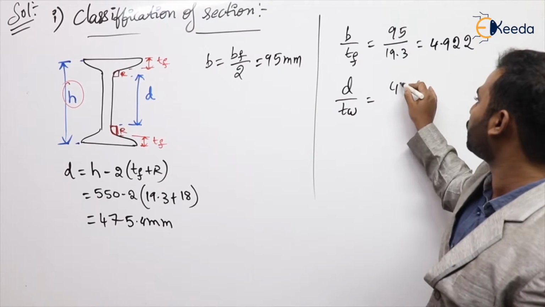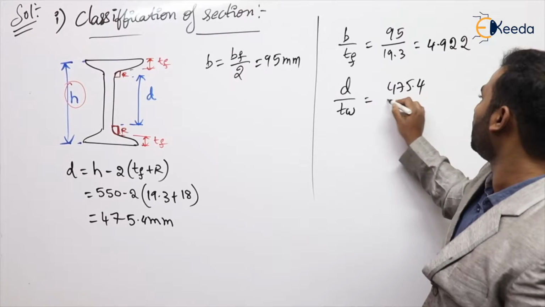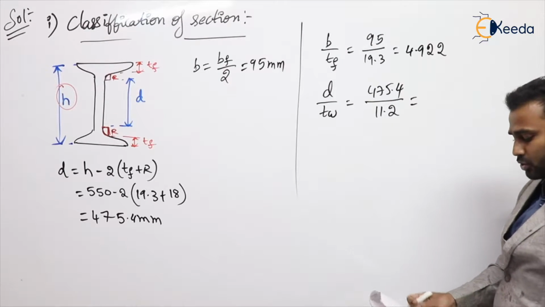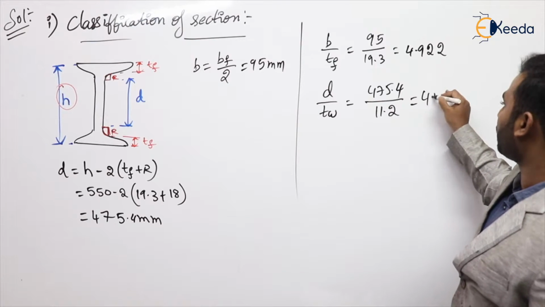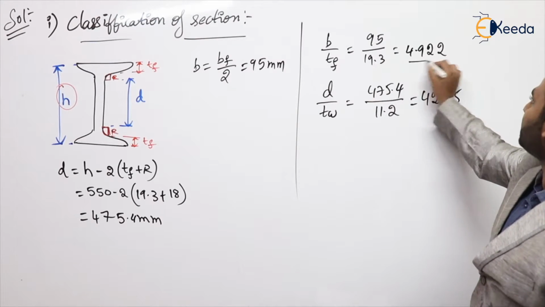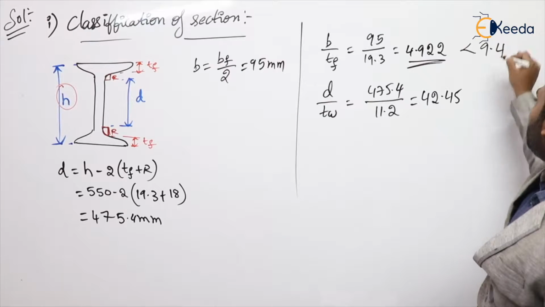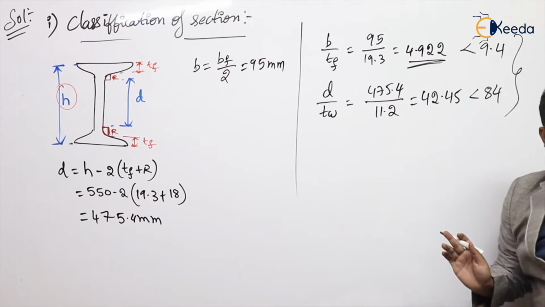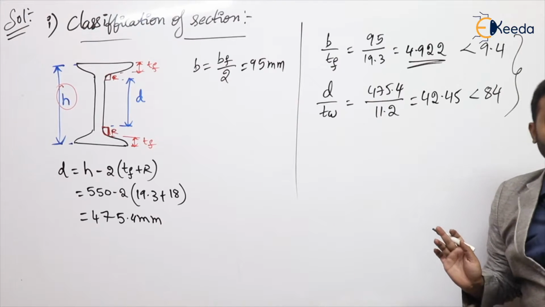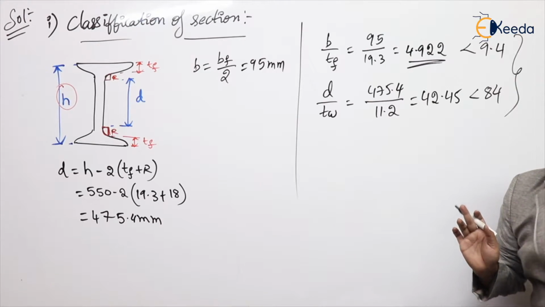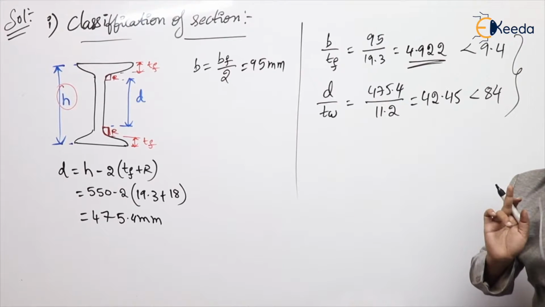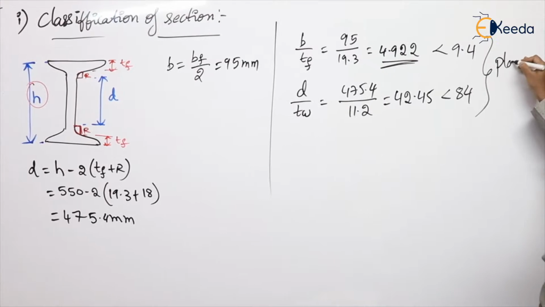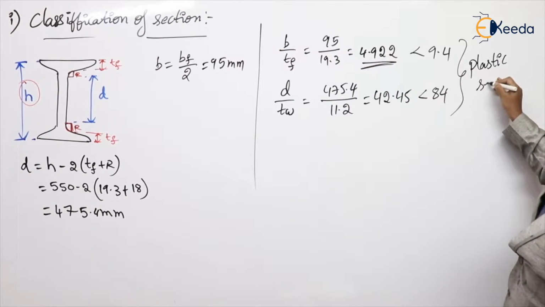Now D by TW. So D is 475.4 upon TW is 11.2. This ratio comes out to be 42.45. So obviously this is less than 9.4 and this is less than 84. Therefore, the section that is ISMB 550 mentioned in the question comes under the plastic category. So the given section is a plastic section.